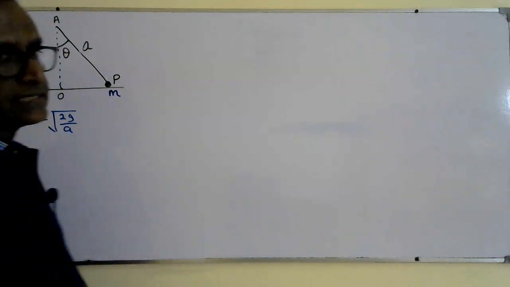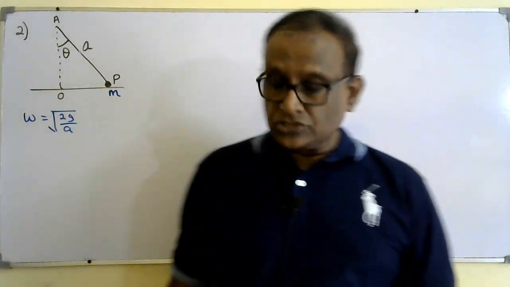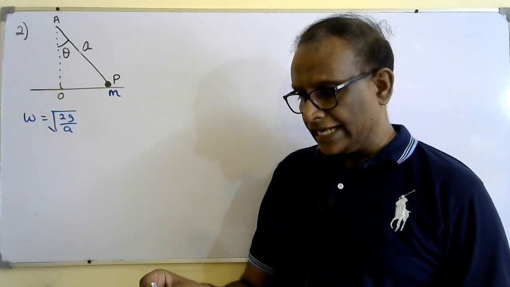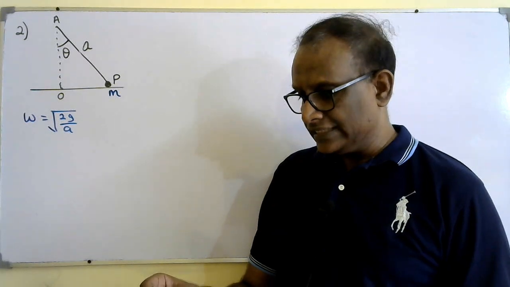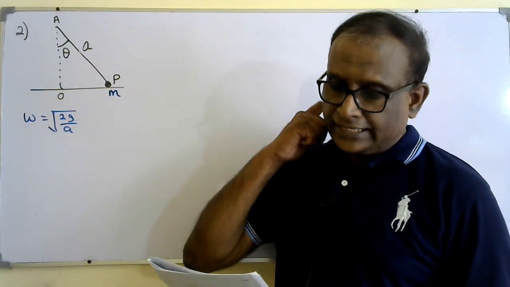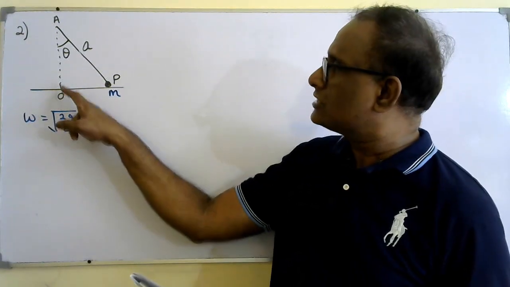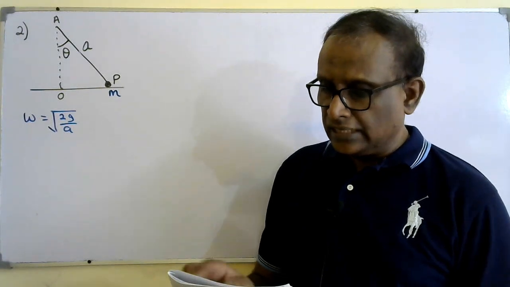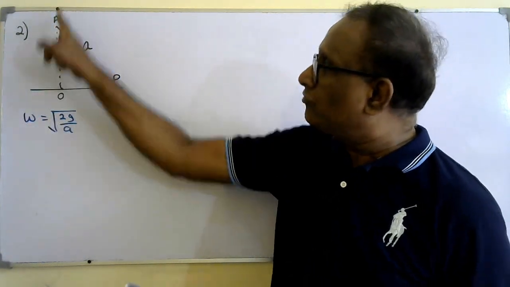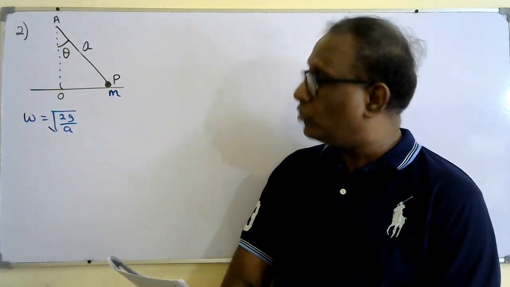Okay, question number 2, this diagram is given there. It says a particle P of mass m is attached to one end of a light inextensible string of length a. The other end of the string is attached to a point A which lies above a smooth horizontal table. So A is above O. Clearly noted, A is above O, right?